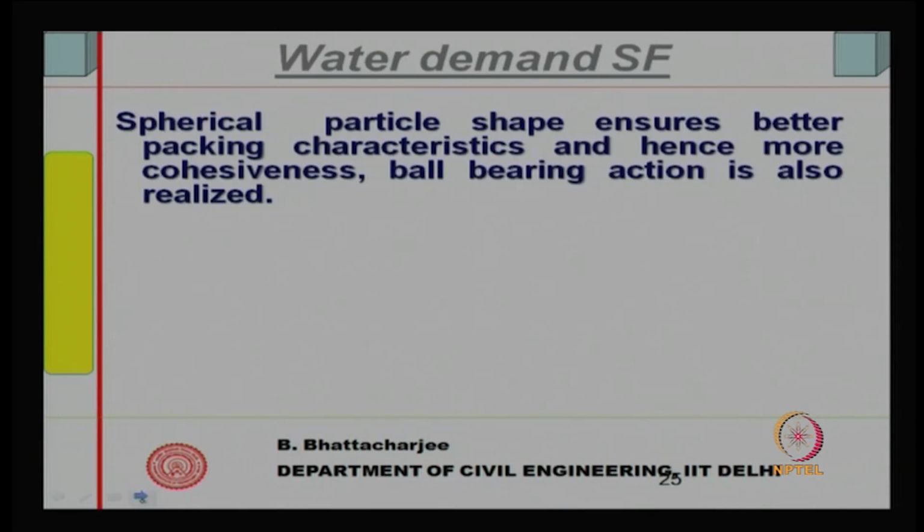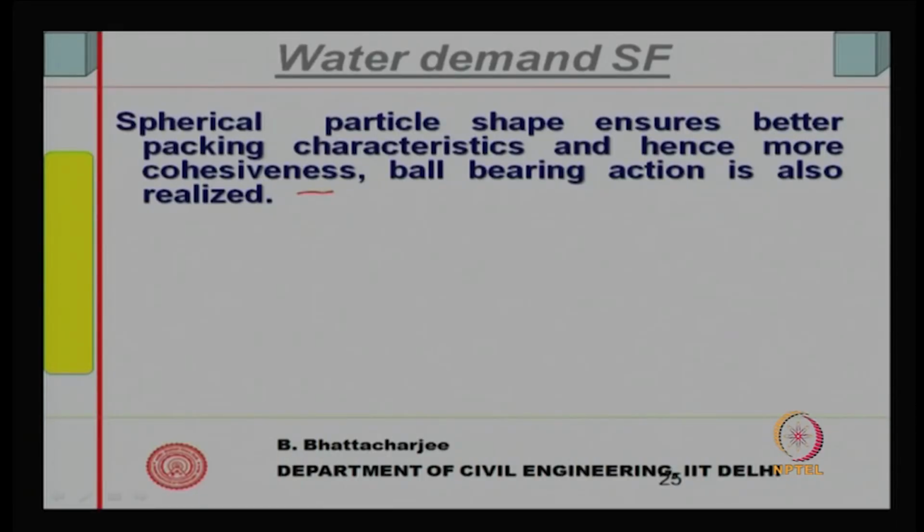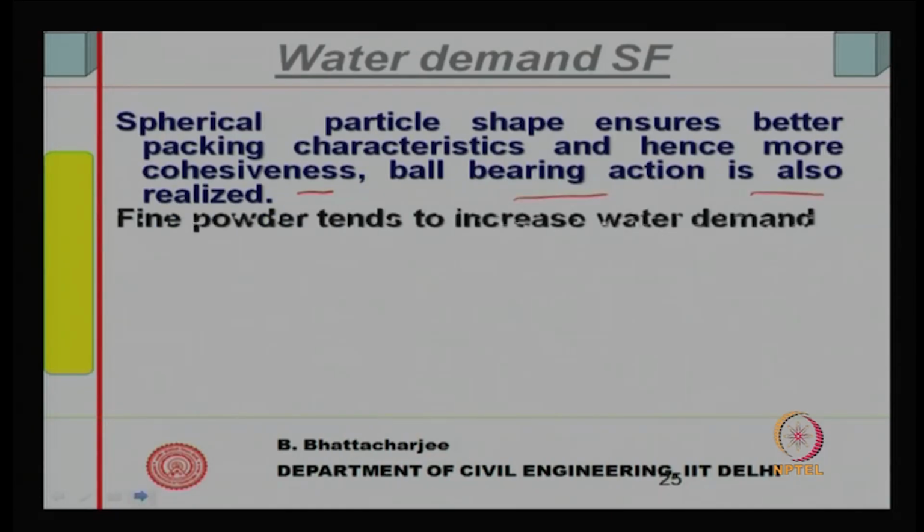If it is silica fume, they are of course spherical in shape and they do ensure better packing, hence more cohesiveness, and ball bearing action is also realized. But they have very fine size, and with their large surface area, they themselves may require a little bit more water for wetting. So, both these effects act together.